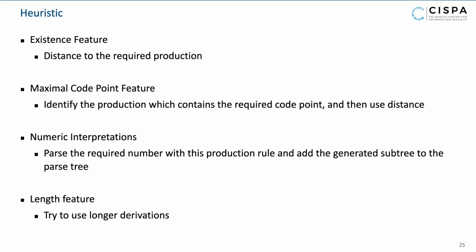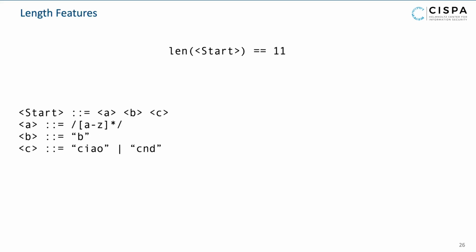For calculating the heuristics for the existence feature, we can calculate distance in the decision tree. That is, how many more steps do we need to reach the required symbol. For maximum code point features, we can identify the production which contains the required code point and again use the distance. For numeric interpretations, we can parse the required number and add the generated parse tree as a subtree when we encounter the root production. Length features are a little bit more complicated.